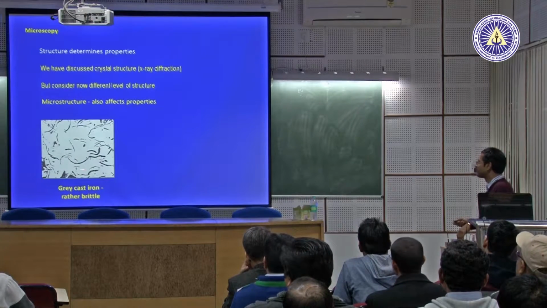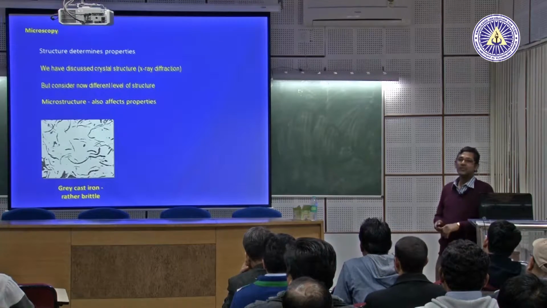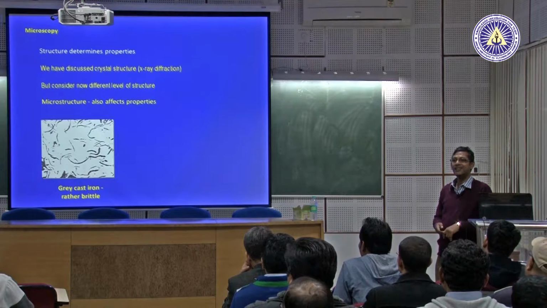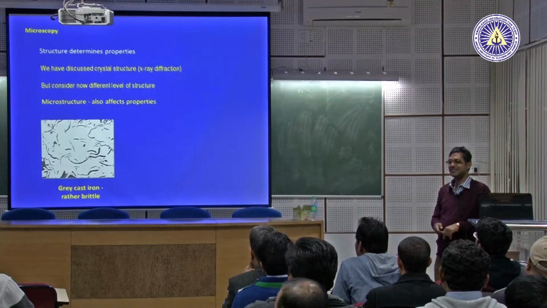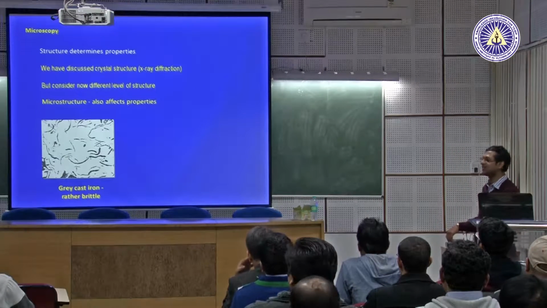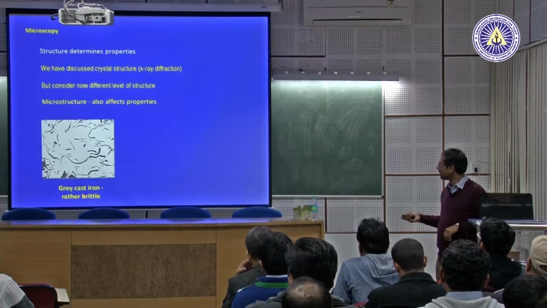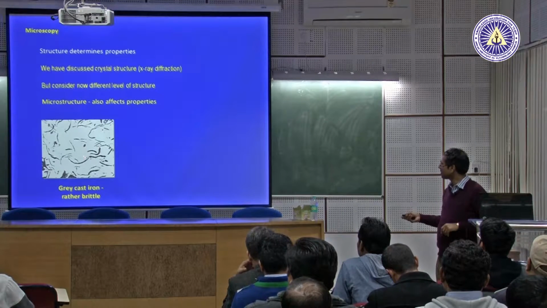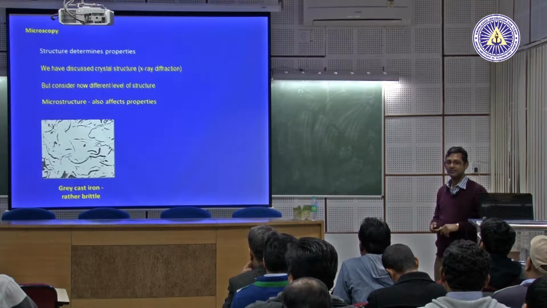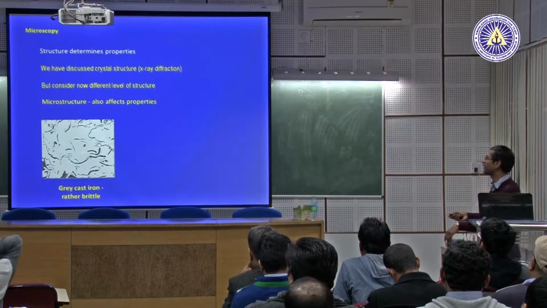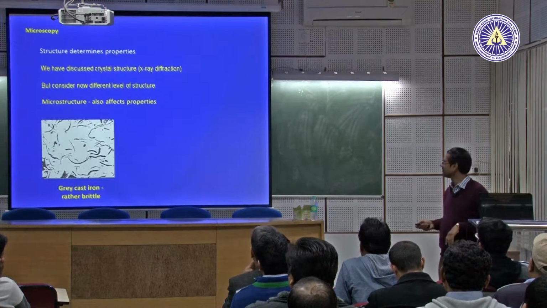A simple example, all of you should know this. Grey cast iron is used where? Any idea? Machine beds, yes, machine beds, engine blocks. All the engine blocks are made of grey cast iron. But it is brittle. It consists of graphite and also iron. Iron means maybe pearlite or maybe ferrite. It is brittle, rather brittle, not very brittle.